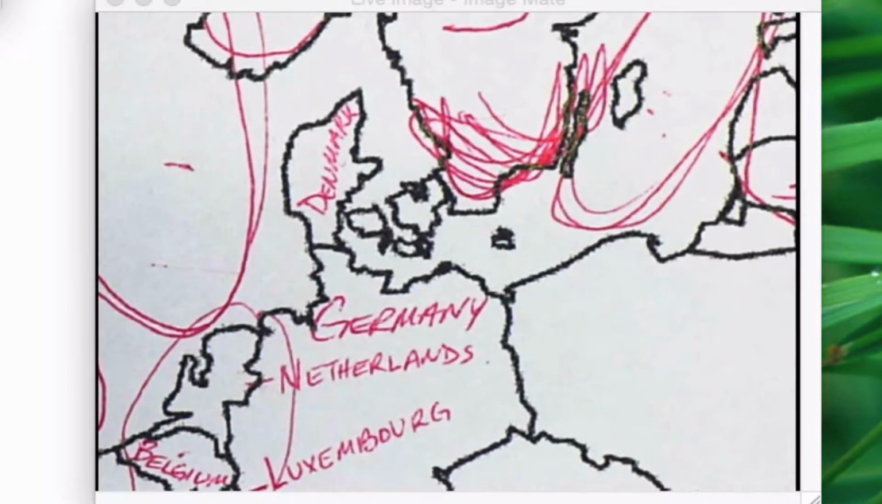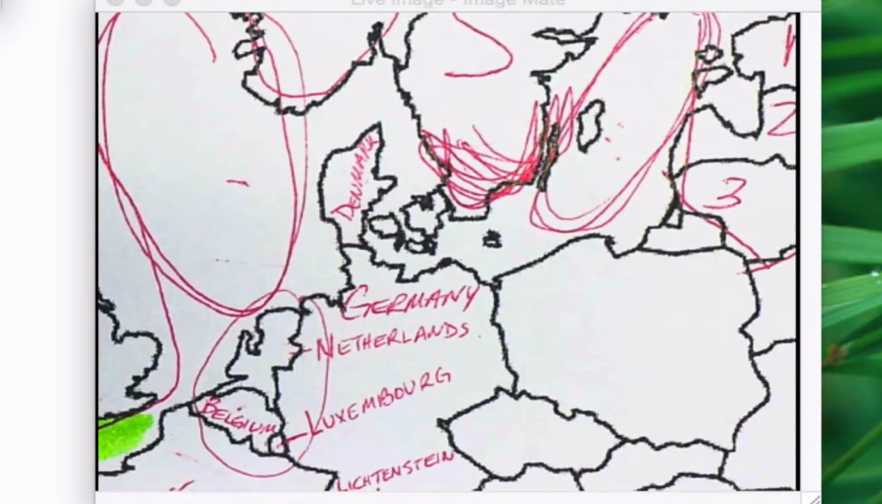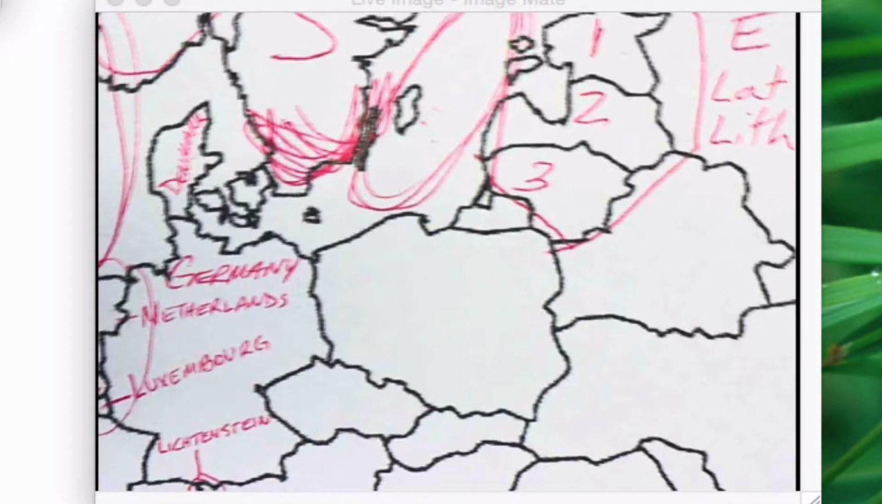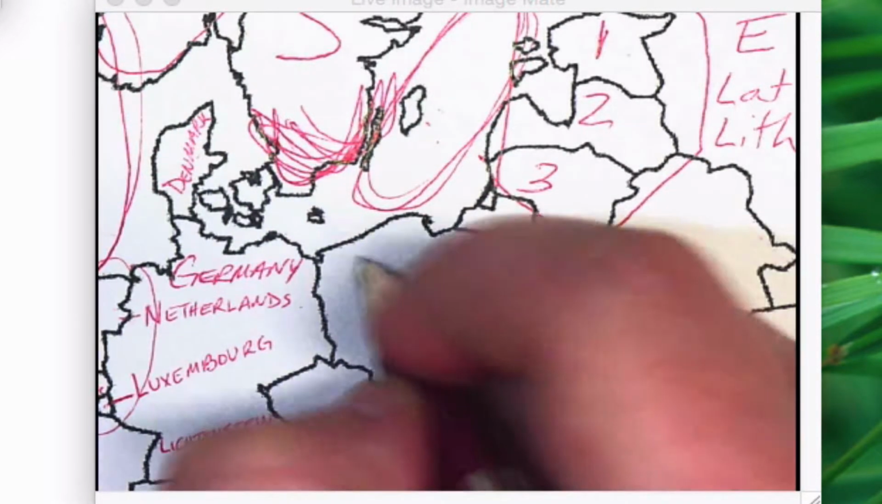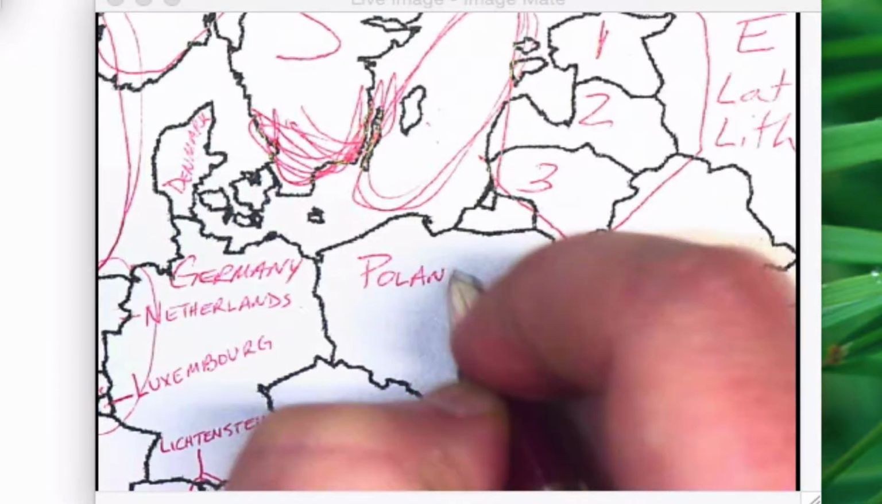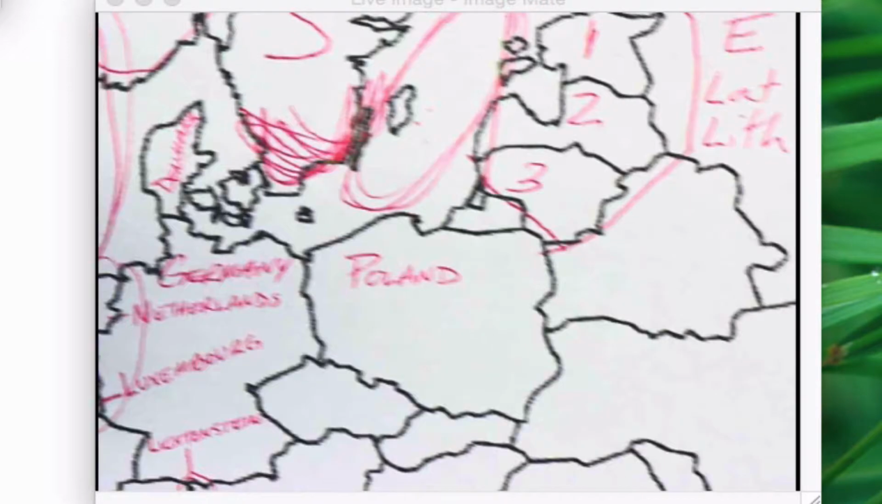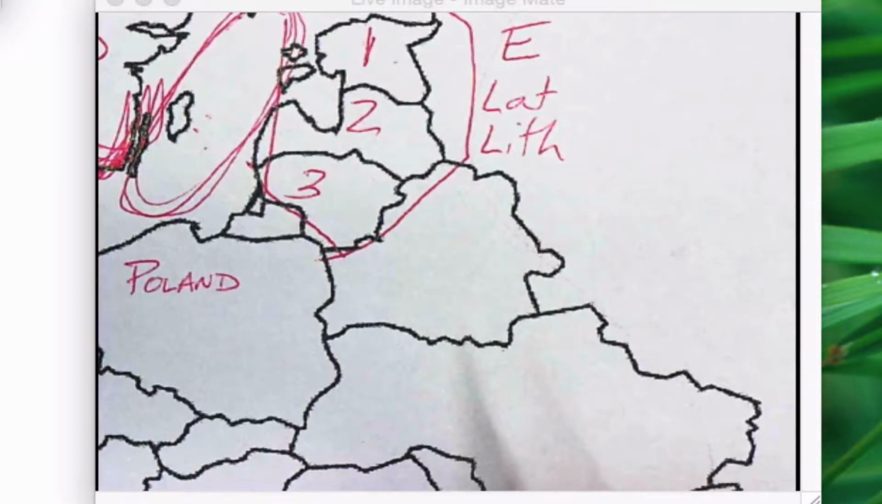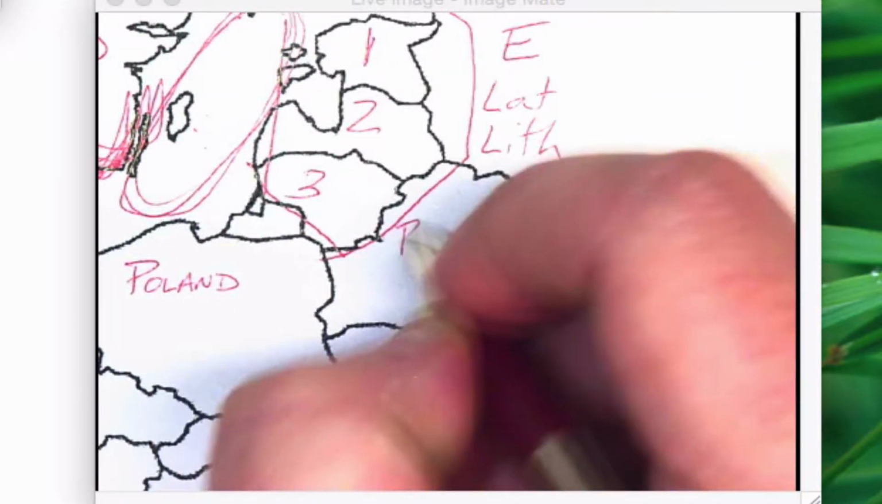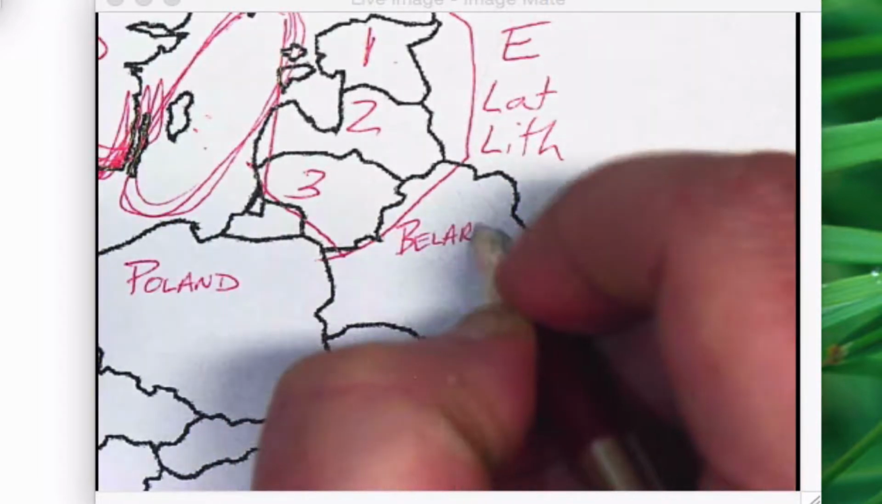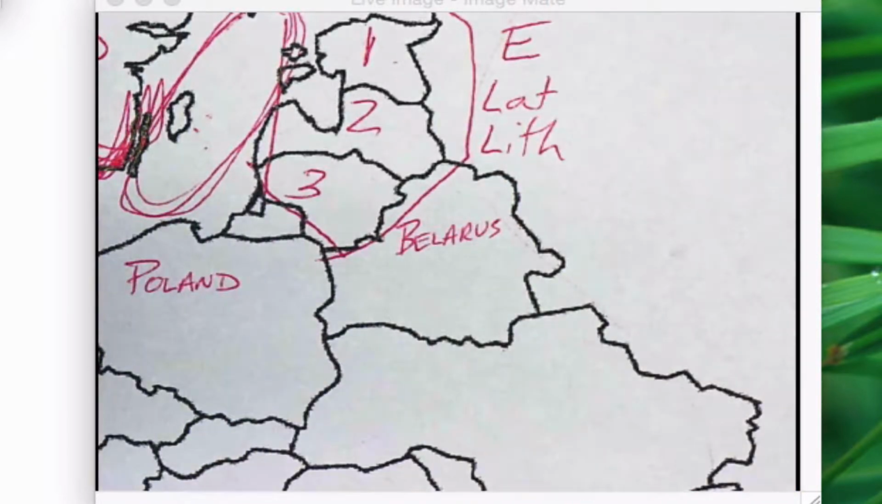Okay, we'll zoom out a little bit. And we're going to go east. This big one is Poland. To its east is Belarus. Belarus is the lazy way to say it. To say it properly, you would say Bielorus. Bielorus means white Russia.